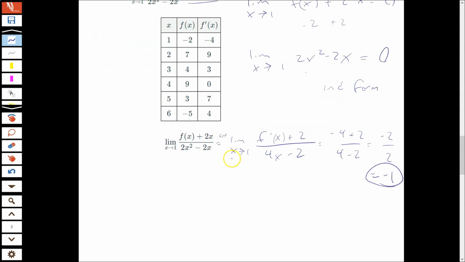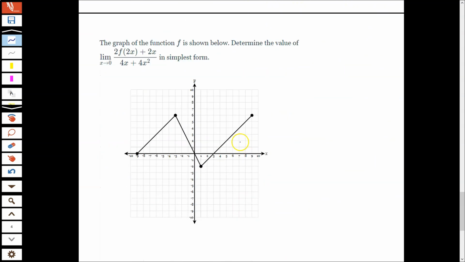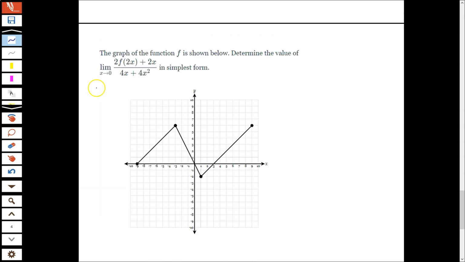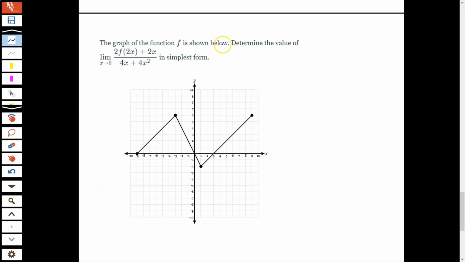Okay, last one. Very similar idea to the last one. So I can give you the derivative in a table, or I can give you derivatives graphically. So the first thing we'll do, let's note that this is f. The graph of f is shown below, and we want the value of this limit in simplest form.